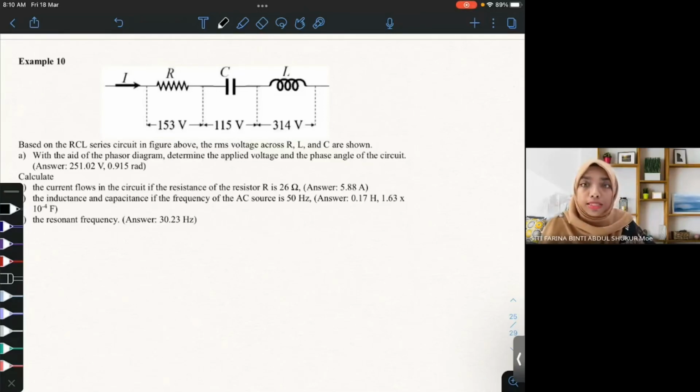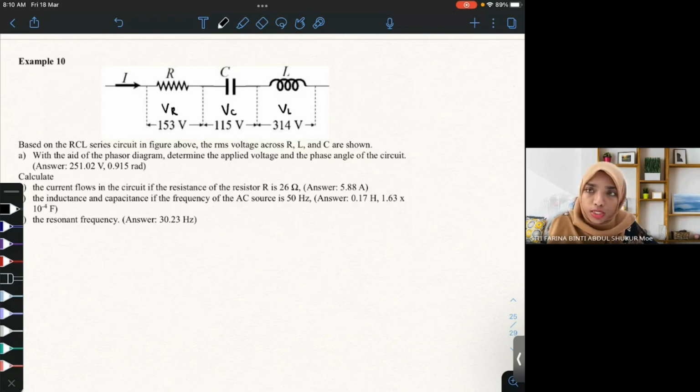For example 10, what we have in the question is, given in the circuit, the RMS voltage across R, L, and C is assured. So basically we have a circuit of RCL here, where you are given the voltage across resistor, voltage across capacitor, and also voltage across inductor.